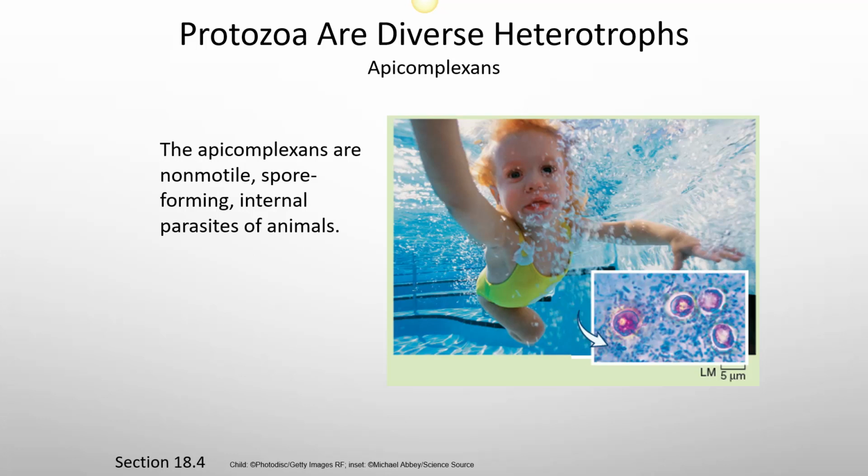The apicomplexans. There are many apicomplexans that cause disease. They're non-motile, so these ones don't have an obvious motility structure. They're spore forming and they are animals. Here you can see Cryptosporidium parvum. Cryptosporidium caused a major outbreak in the 90s in Milwaukee, where 100,000 people were infected, and several people ended up dying of infection. Very common in pools because chlorine does not kill these things. So people think that they're safe.